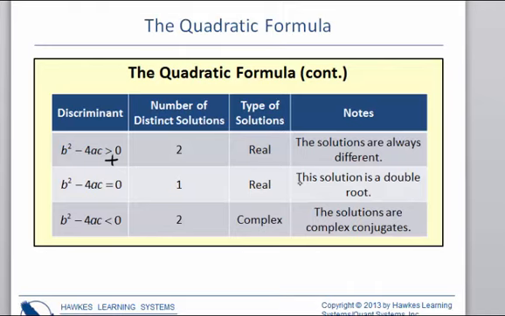And if your discriminant is negative, less than 0, you expect to have two answers that are complex. That means that they have an imaginary i in them, and these are complex conjugates. So they are conjugates of each other, and we'll look at some examples of that in just a minute.